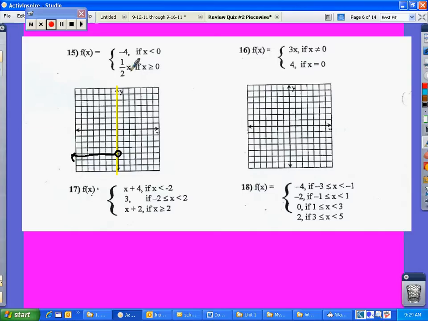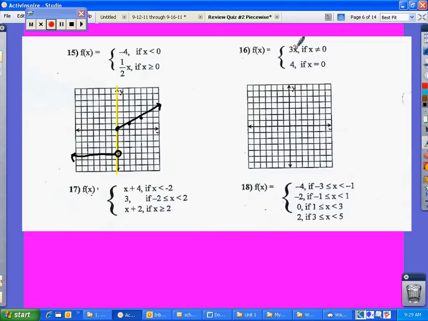Half x has a y-intercept at 0 as well, but this time I want to include 0. So on my y-axis, I'm going to put a solid dot. And then I'm going to go up 1 over 2. Up 1 over 2. And I want everything greater than. Okay? And you're done. Now you could verify that with tables of values. If you wanted to do the tables of values, that's fine as well. Or you can just use the slope and y-intercept. Okay? Next one, I have 2 pieces.